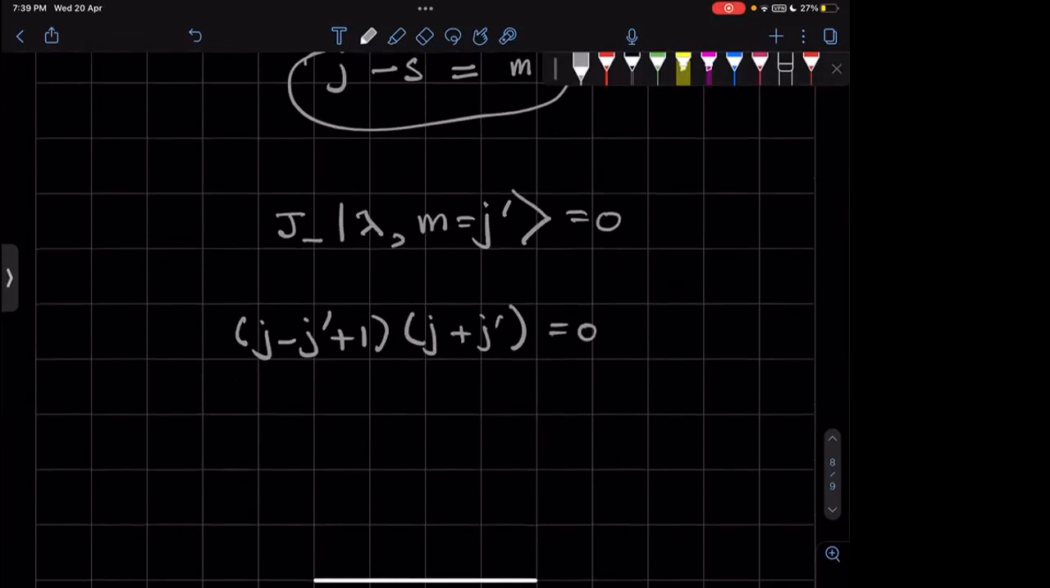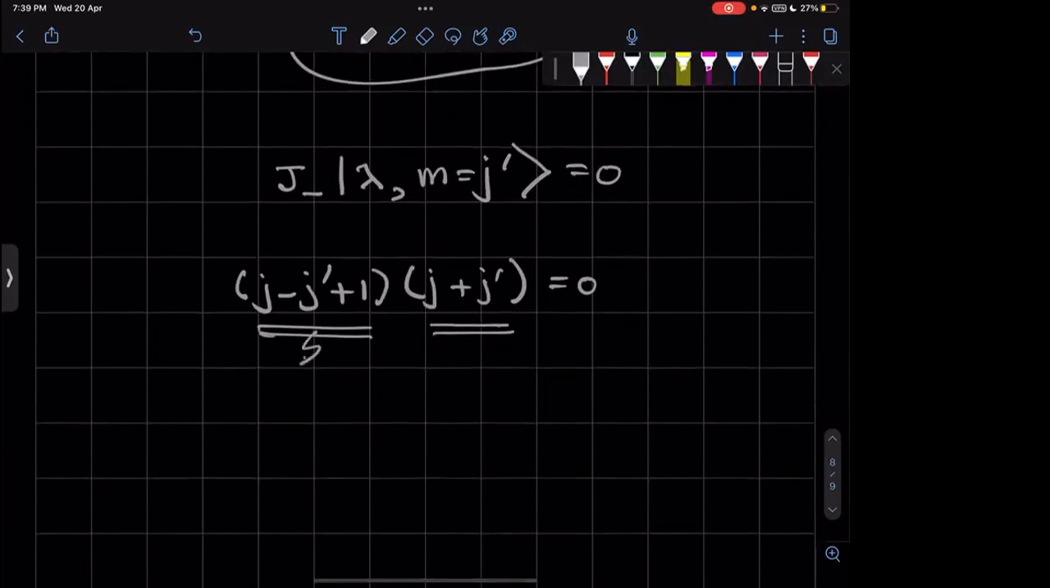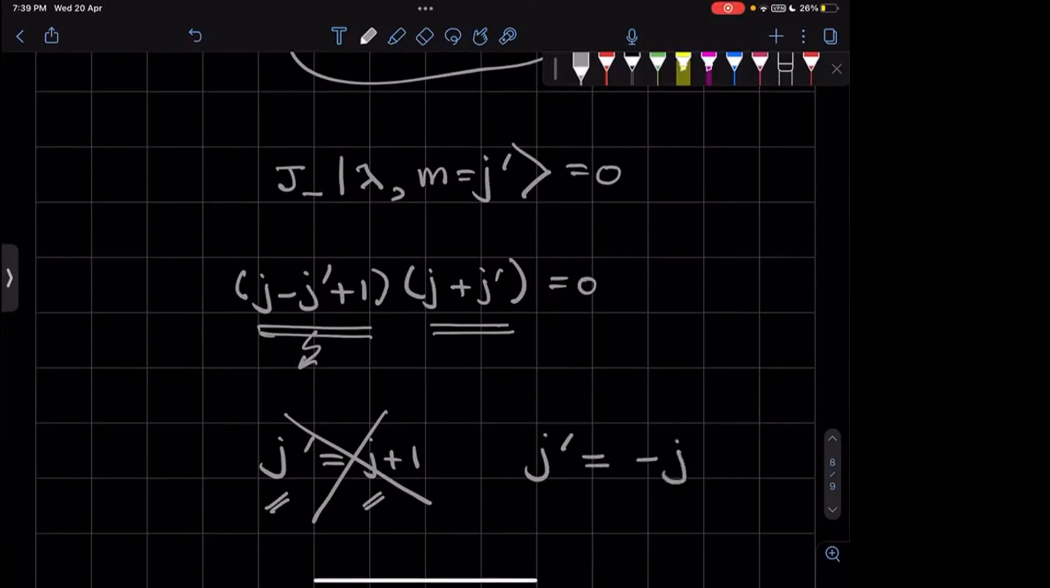Okay. Now, either this factor goes to 0 or this factor goes to 0. If this factor were to go to 0, then that would imply that j prime is j plus 1. But this is the lowest possible value of m, and this is the highest possible value of m. So this is not allowed, right? This would violate our assumption that j is the highest m value. So it means that the lowest possible value of m, j prime, must be minus the highest possible value of m.